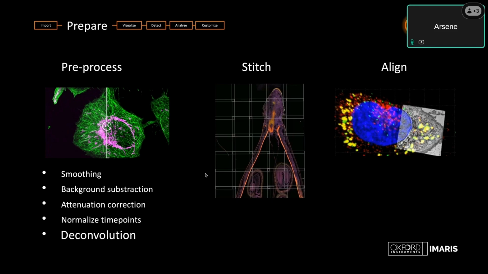Also in IMARIS, we have this align function, which allows you to present multiple images in a single working space. So you can do applications like correlative analysis or overlap two individual images for comparison.